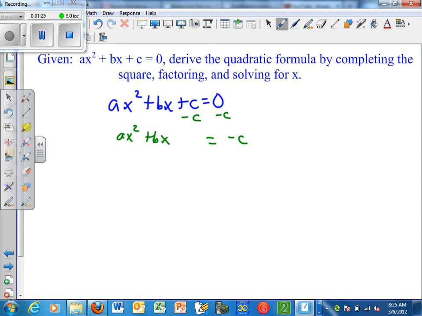If x squared has a coefficient in front of it other than 1, in this case it's got a, we divide everything by a. So we're going to divide by a, and divide by a. You would have to show all these steps to get the points, and I think I do it for 5 points extra credit, give or take a few points. So you'd have x squared plus b over a times x is equal to negative c over a.